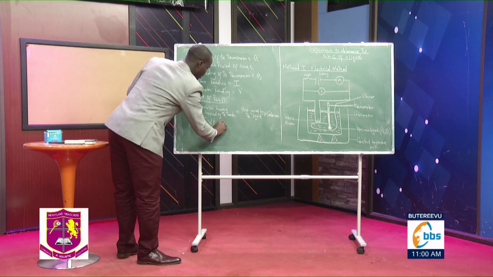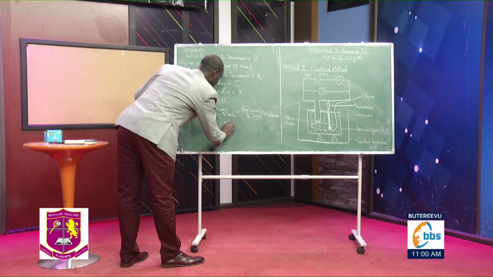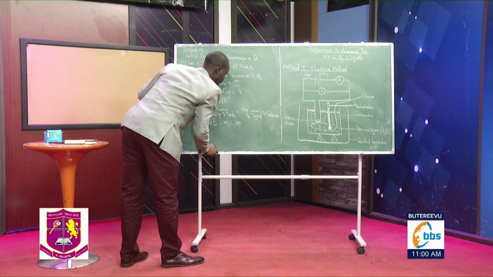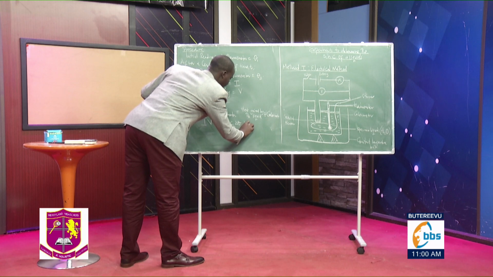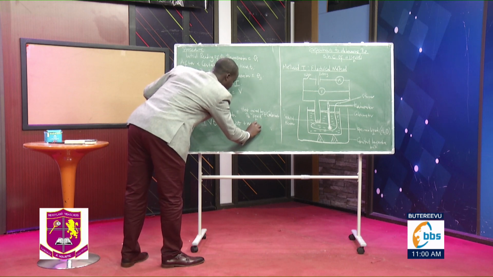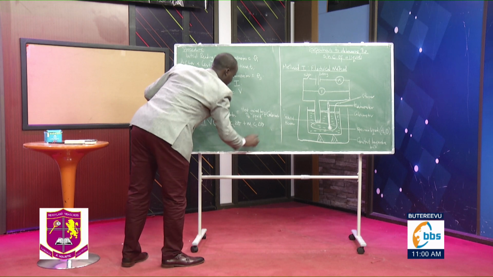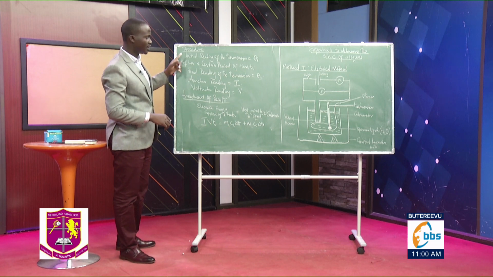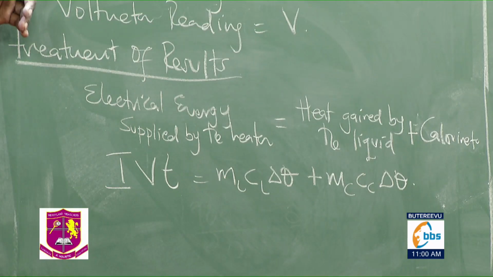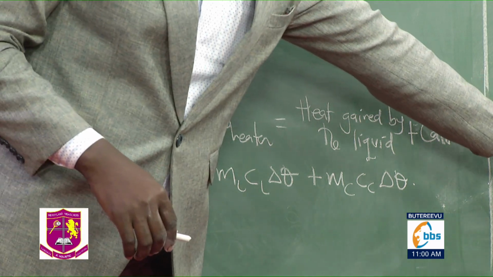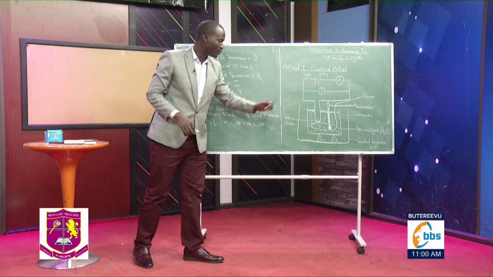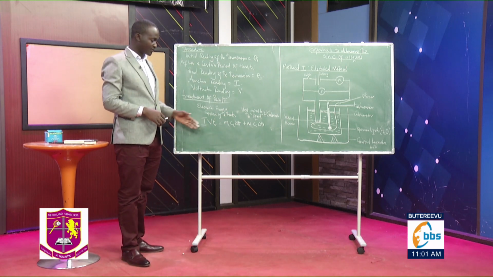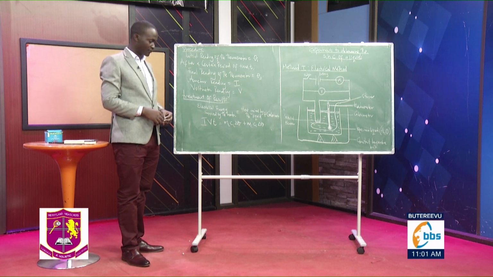Heat gained by the liquid will be the mass of the liquid times the specific capacity of the liquid times the temperature change, plus heat gained by the calorimeter: mass of the calorimeter times specific capacity of the calorimeter times the temperature change. I forgot to mention something in the procedures, that we pour here a known mass. I hope I mentioned that. We pour here a known mass of the liquid, and then even the calorimeter must be of known mass. Why do we need those masses? We are seeing that they are showing up below in the treatment of results.